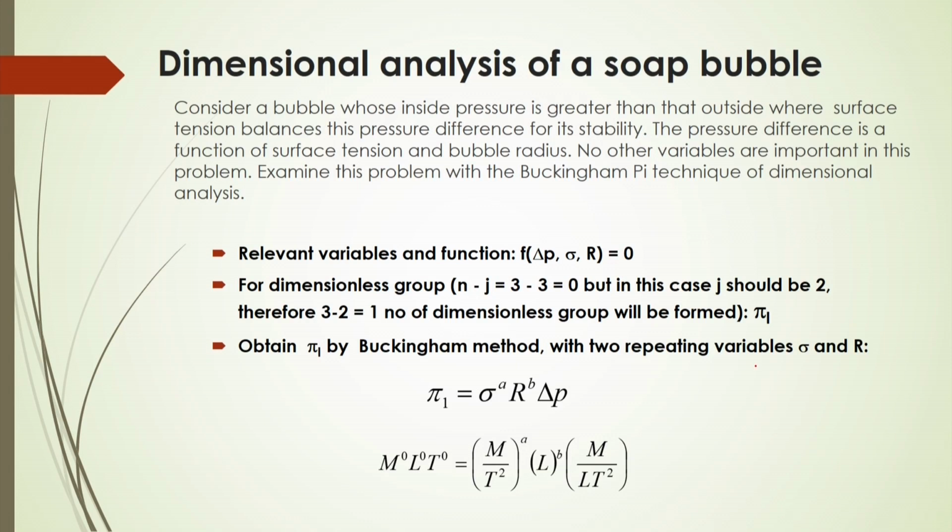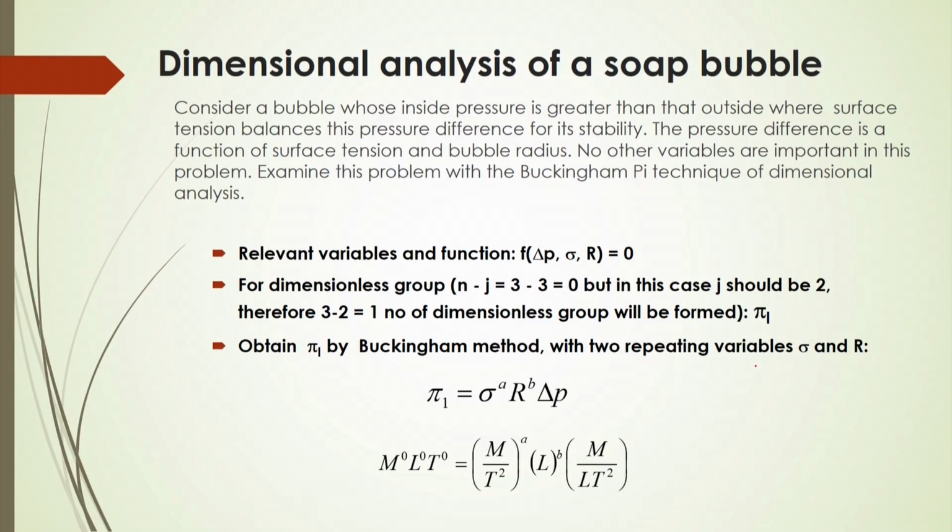So, here according to that principle we are getting only 1 dimensionless group. To obtain this dimensionless group as per the Buckingham method, again we have to select the repeating variables, and the number of repeating variables will be as per the number of fundamental dimensions. Since it is 2, you have to select only 2 repeating variables.